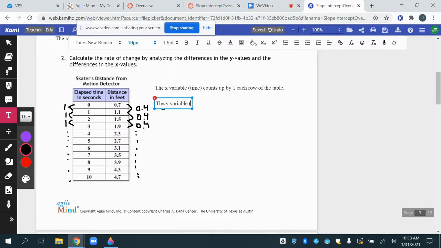Now we've been talking about speed. That's the steepness of the line. But really what the y is keeping track of is distance. That's why it says distance. How far she is from, or the skateboard or whatever, is from that motion detector. So distance.